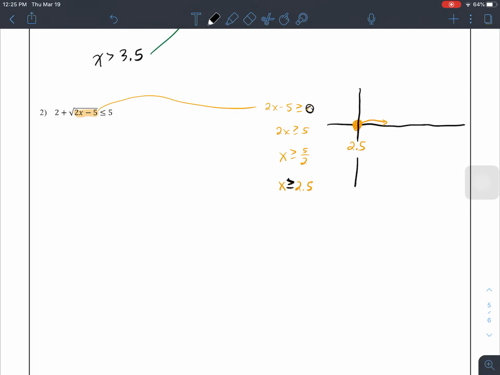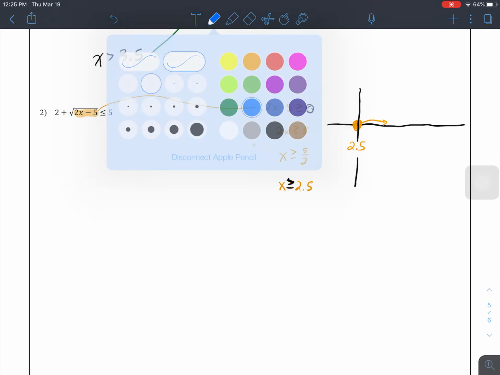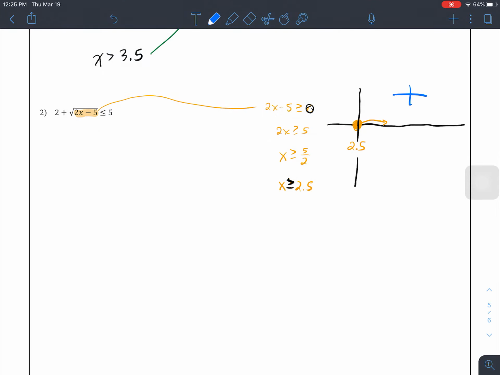And remember, what that does is it allows us to say there are two zones. There is the good zone where I plug in anything to the right of 2.5, I'm going to get a positive number. There is the bad zone where I plug in anything to the left of 2.5 and I'm going to get a negative number. So I don't like this zone. I can't have a negative inside the square root. I want to keep everything away from that zone. Now that I know that, I'm going to work on my solving.